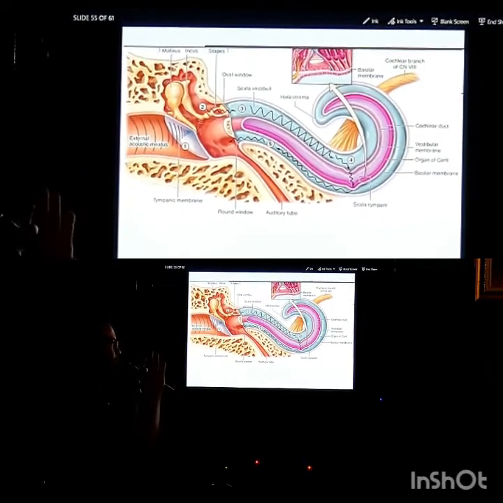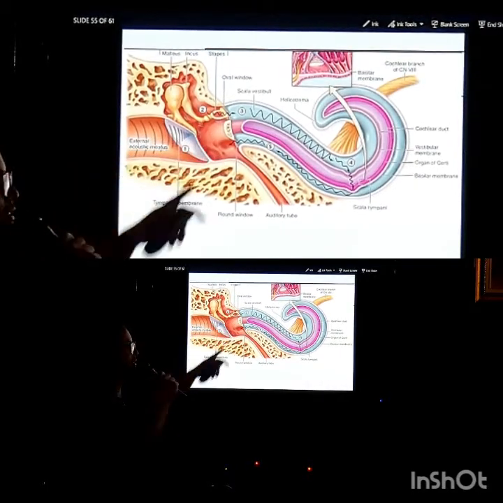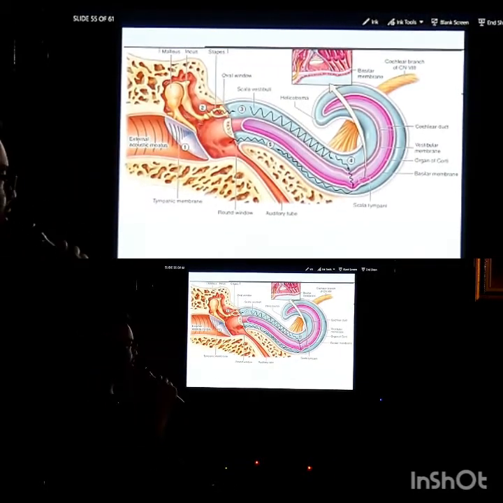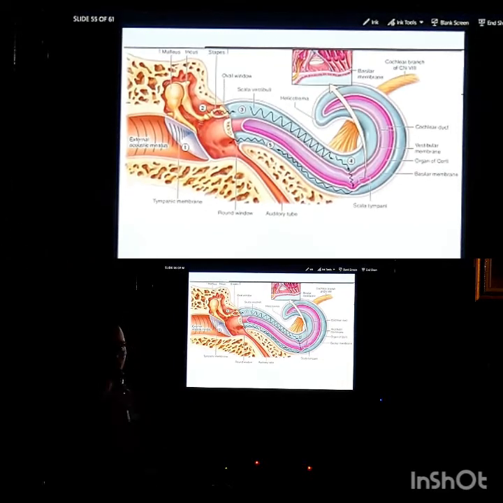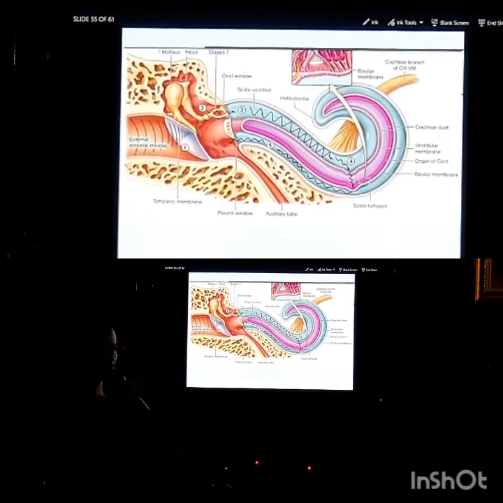The ossicular chain moves around its synovial joints and it amplifies this sound as it enters the fluid-filled medium in the cochlea. So imagine if you're inside a swimming pool and somebody talks to you from the outside, but you cannot hear it well. Why? Because sound traveling from an air medium to a fluid medium gets dampened. Around 90+% of the sound entering the fluid medium gets dampened.